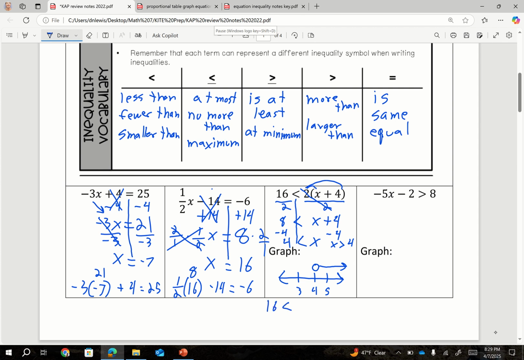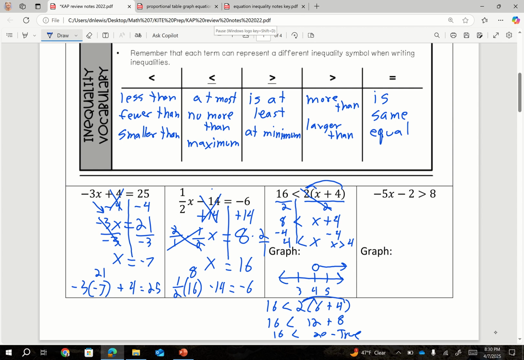If I plug 6 in, okay, I'll just go ahead and multiply. So I'll do 2 times 6 is 12. 2 times 4 is 8. 12 plus 8 is 20. Is 16 less than 20? Yes. So I know this is true.